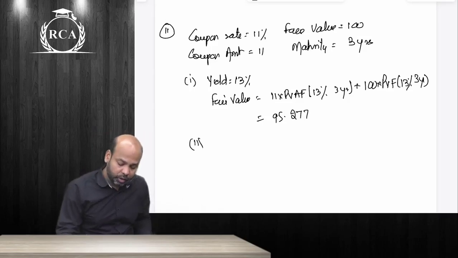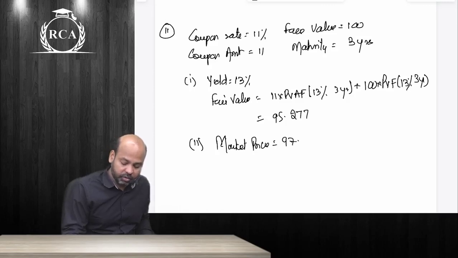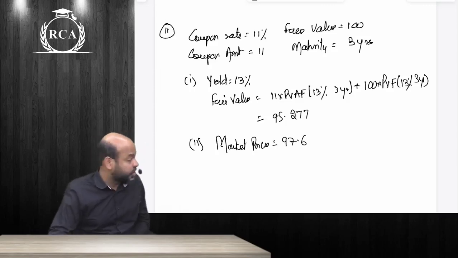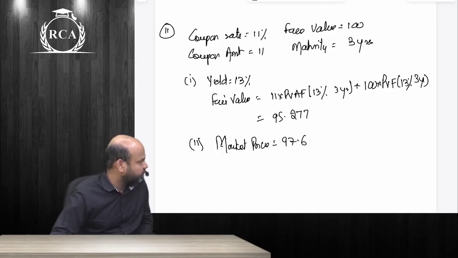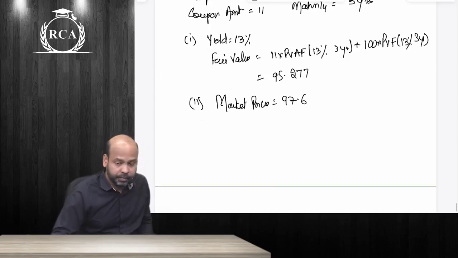In the second bit, beta, we already know that the prevailing market price is how much? Market price is 97.6. They're asking us to compute YTM if the bond is purchased today and held till the maturity date. What will be the YTM, guys?